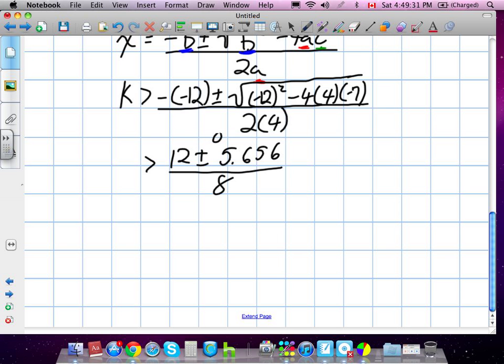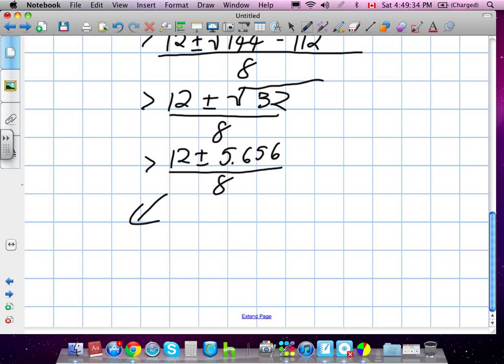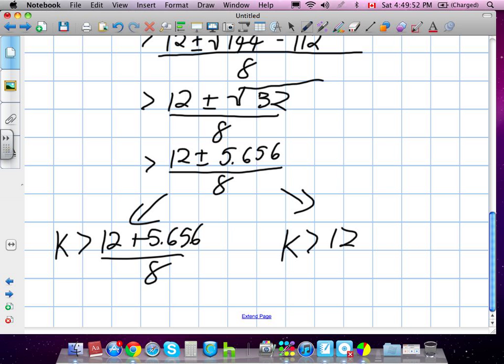Now, this is where the question needs to split. I have a plus and minus here, and I'm not sure which it is, so the question needs to split. K needs to be greater than 12 plus 5.656 divided by 8, and k needs to be greater than 12 minus 5.656 divided by 8.